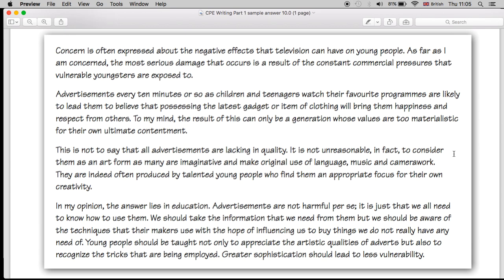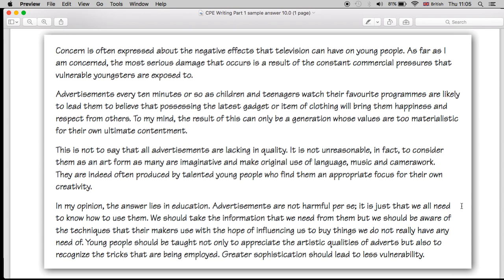This is not to say that all advertisements are lacking in quality. It is not unreasonable, in fact, to consider them as an art form, as many are imaginative and make original use of language, music, and camera work. They are indeed often produced by talented young people who find them an appropriate focus for their own creativity.